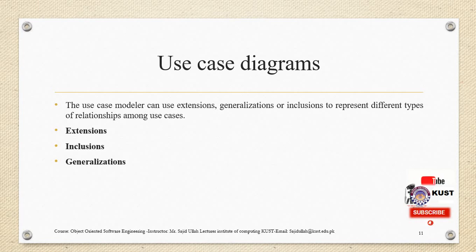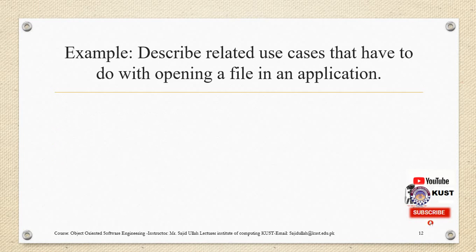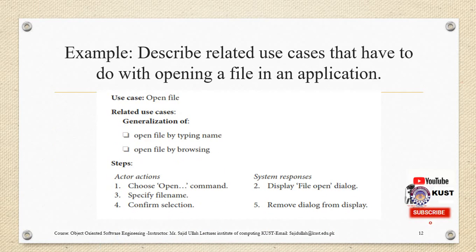Third is generalization. Generalization works the same way as in the class diagram and uses the same triangle symbol. Several similar use cases can be shown along with the common generalized use case. In the example, the general open file use case has two sub-use cases: open file by typing name and open file by browsing.